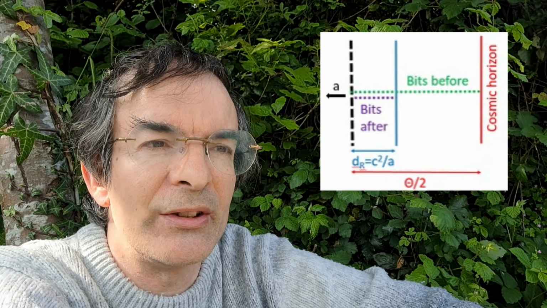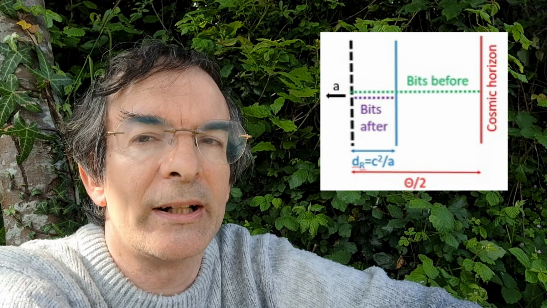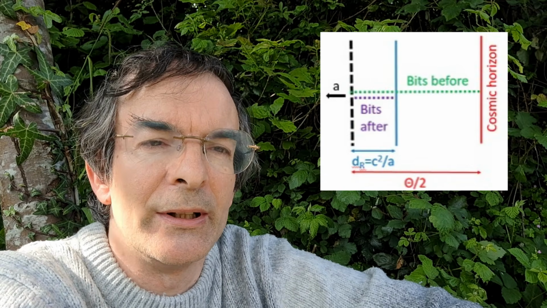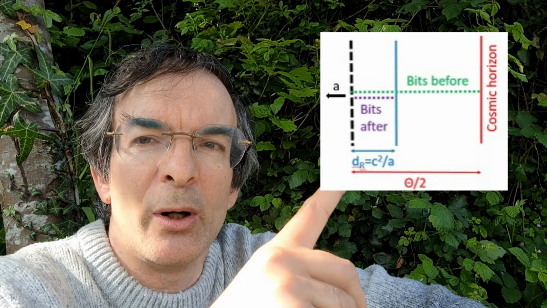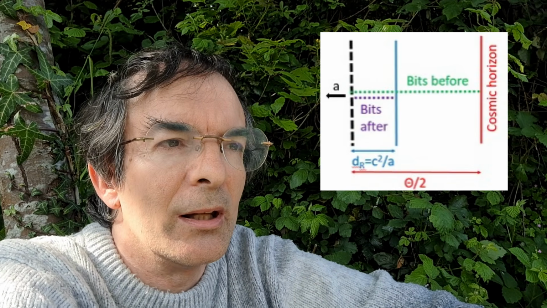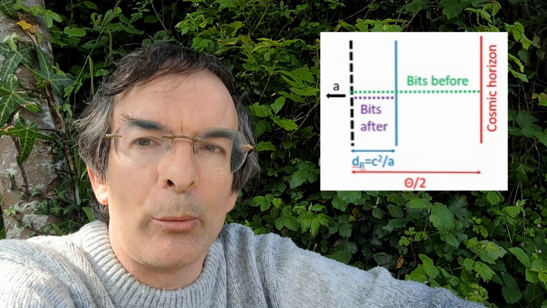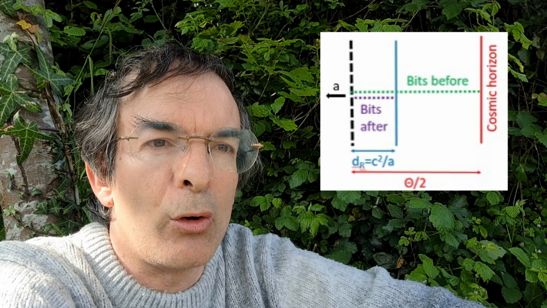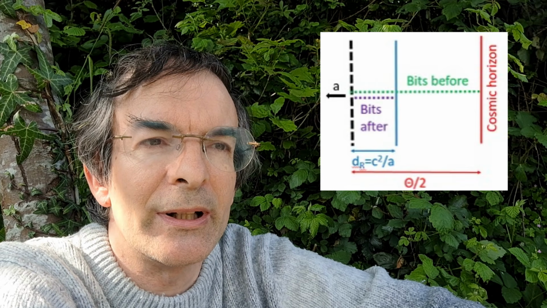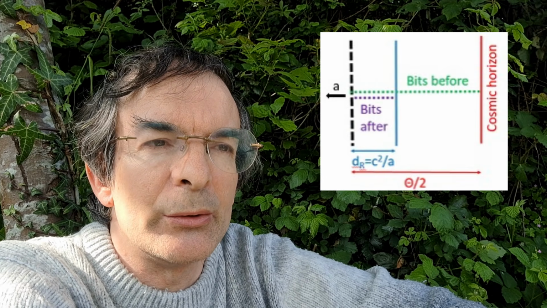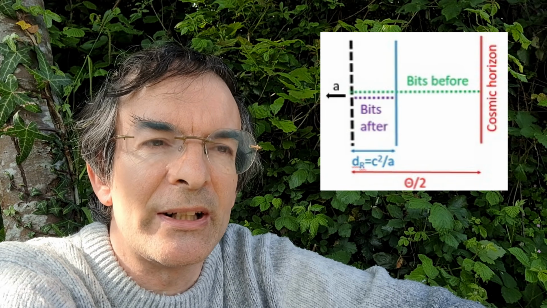So now I'm going to consider an object, which is shown here as the vertical dashed black line on this diagram. Imagine it as a long rod, if you like, split up into Planck lengths shown by the dashed lines.